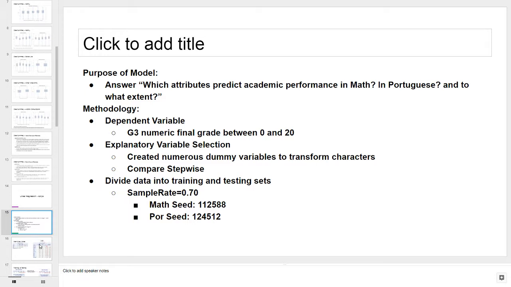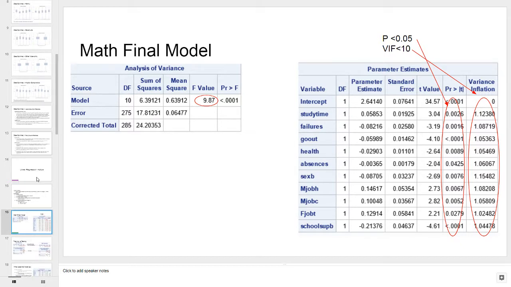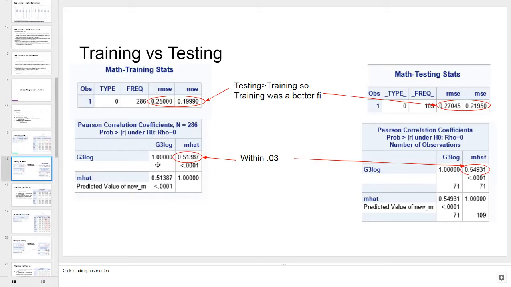So for my final model for math, you can see I only got an F value of 9.87, which isn't great, but it's not so terrible that we can say this model was completely useless. Also notable is that all my p-values are below 0.5, and I had no VIF values greater than 10, meaning that I had no multicollinearity.